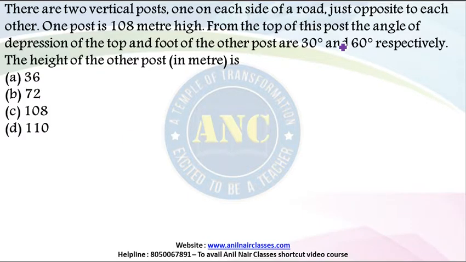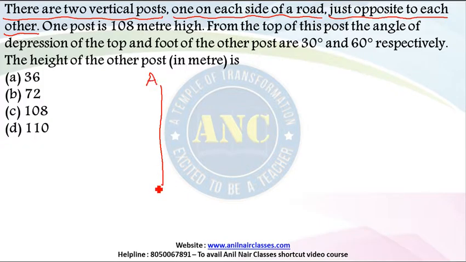Next question. See here, there is another beautiful question. Question number 17. There are 2 vertical posts, one on each side of the road, just opposite to each other. Okay, that is the first point. This is the vertical post. This is the vertical post.